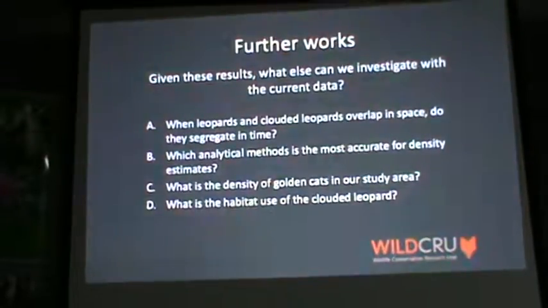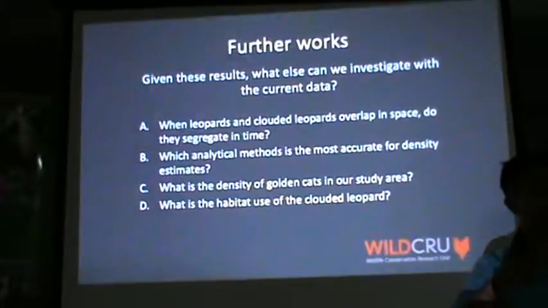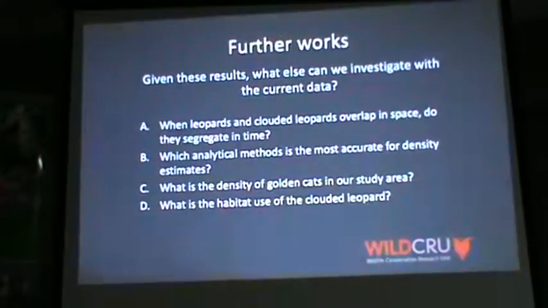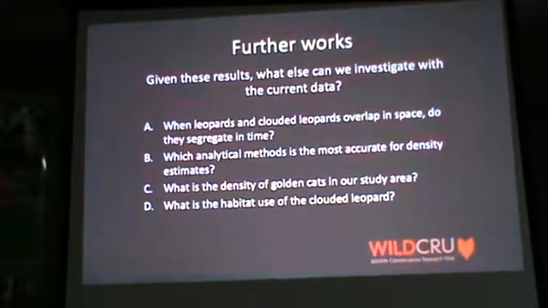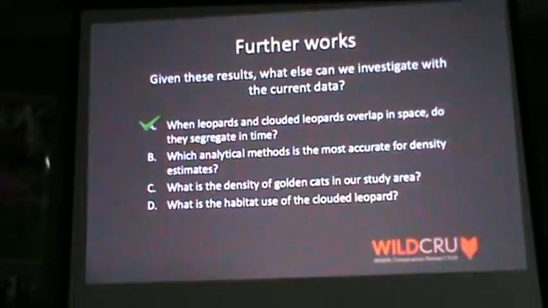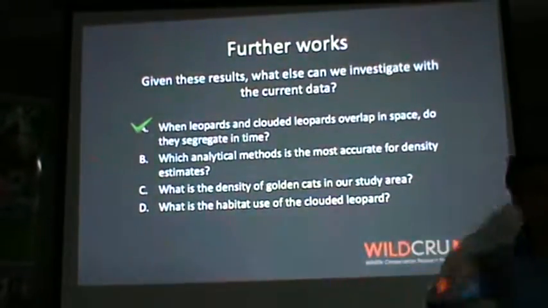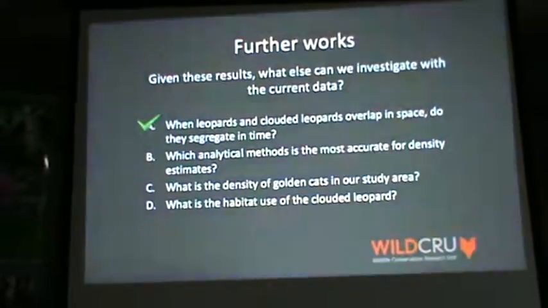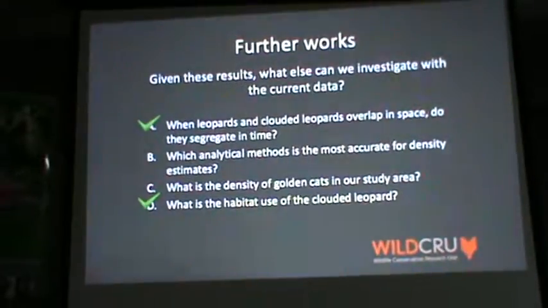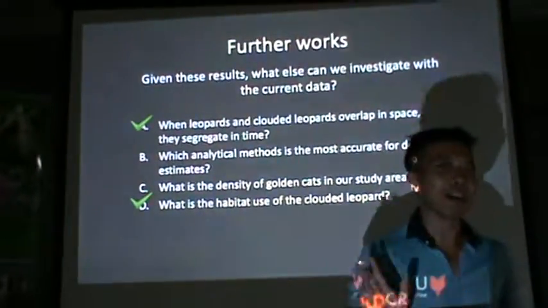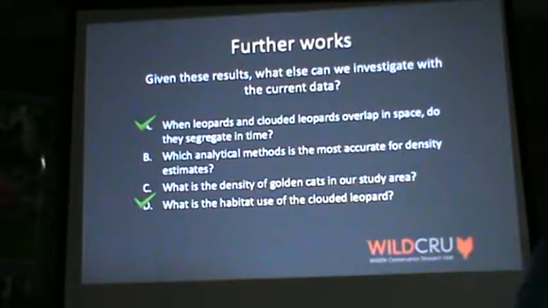The answer is that we have an overlap in space. We saw 2 populations of leopards, and only 1 population was overlapping with the clouded leopards. Leopards are bigger than clouded leopards. So the first answer is A. When they overlap in space, do they separate in terms of time, in terms of foraging, because they eat almost the same thing? The other question was D. What's the habitat use of the clouded leopard? So I'll accept it as a majority, right? Because it's D plus A, and then the answer.